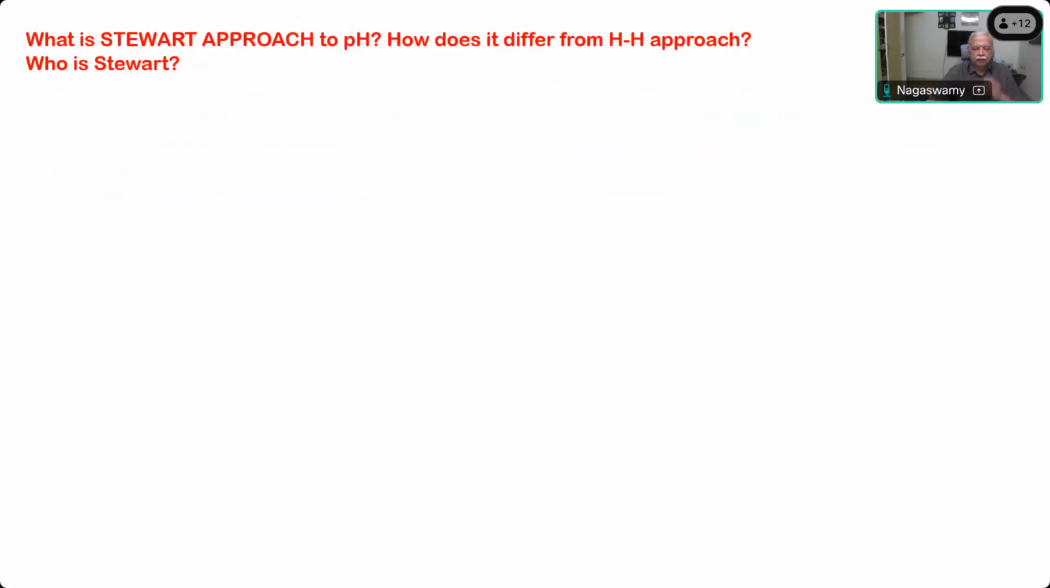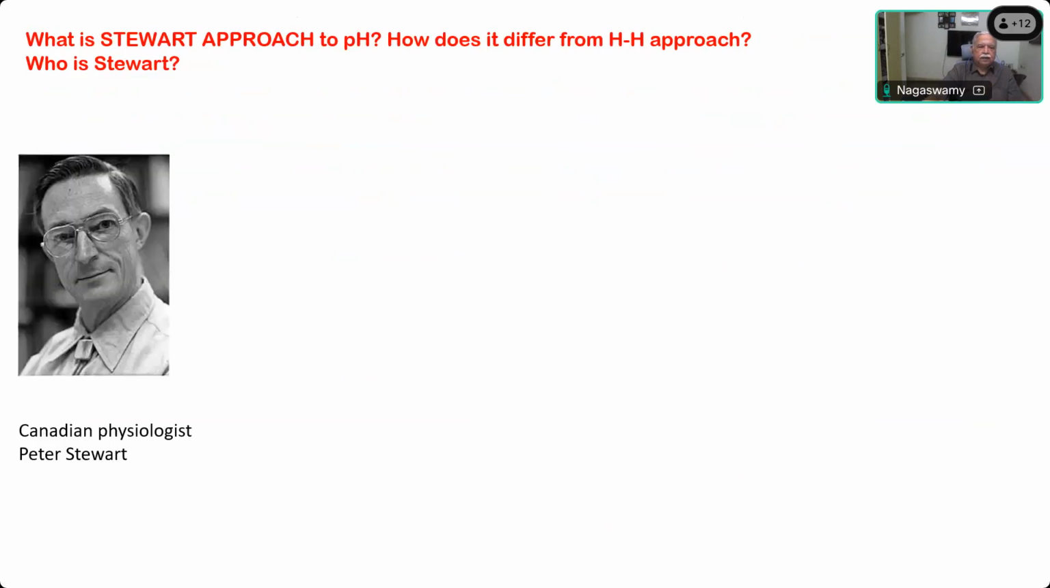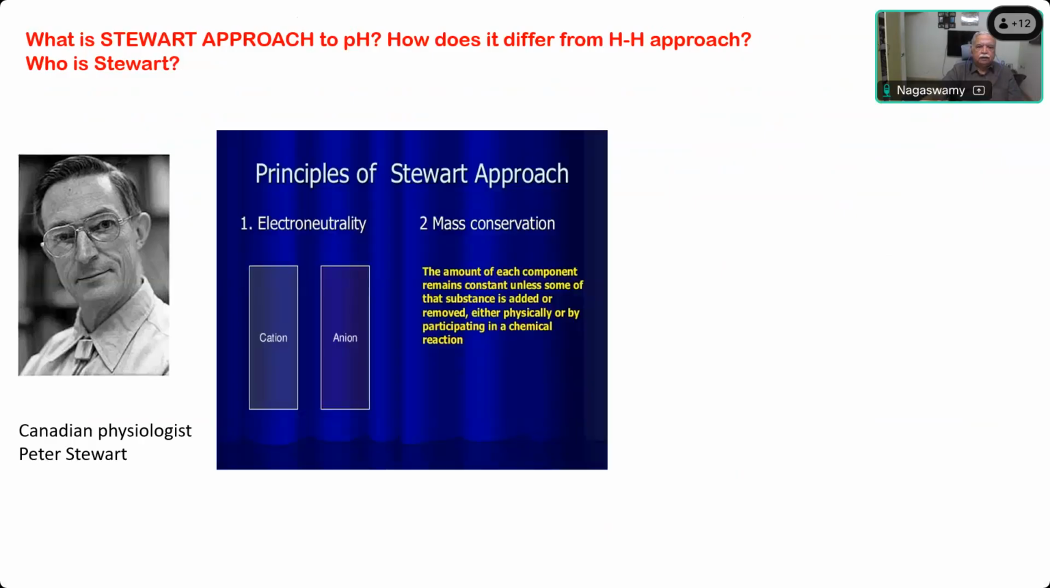So Henderson-Hasselbalch is a comparison between bicarbonate and carbon dioxide. That is what we saw. pH is equal to bicarbonate and carbon dioxide balancing. But Stewart, he is a Canadian physiologist, Peter Stewart, and his principles are what is called electroneutrality. That is, the positively and negatively charged ions should be equal in number. So electroneutrality has to be maintained.